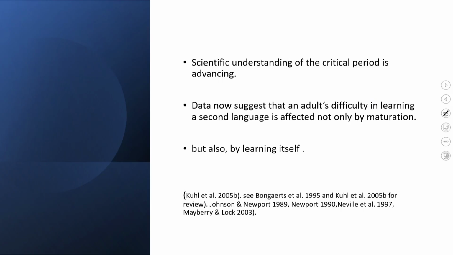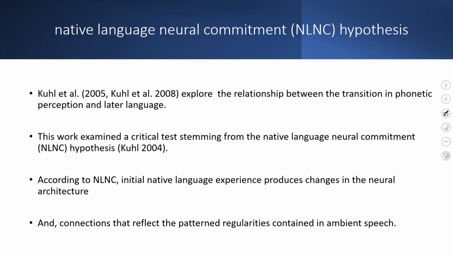So, the scientific understanding of this period is still advancing, we still do not have the final word. Data now suggests that an adult's difficulty in learning a second language is affected not only by maturation, but also by learning itself, because learning itself also changes the neuronal circuitry, as we have just seen. So, based on all these findings, Kuhl had proposed the native language neural commitment hypothesis. In this, they explored the relationship between the transition in phonetic perception and later language learning. So, this examined a critical test stemming from the native language neural commitment idea.